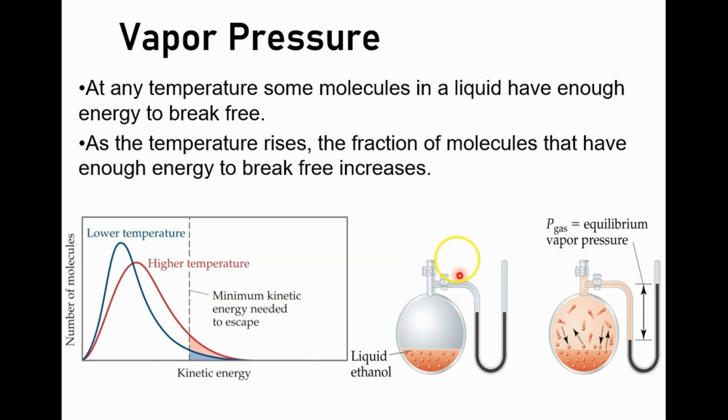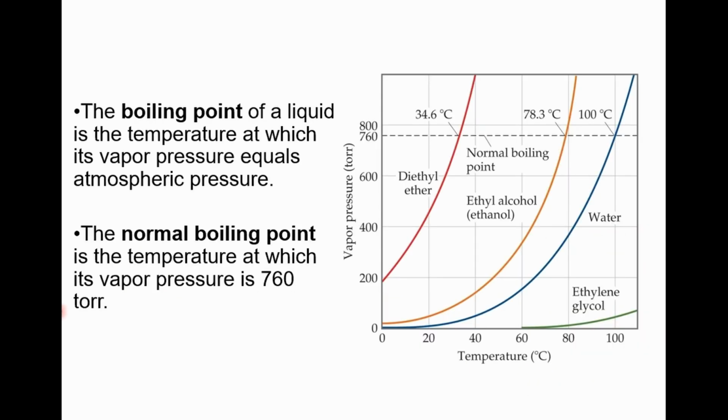So here we see some ethanol. Somehow we might freeze this, evacuate this tube, let it come up to some temperature and see what pressure is developed. So the boiling point, what is a boiling point? Or what is the definition of boiling? It's when vapor pressure equals atmospheric. The boiling point of a liquid is the temperature at which its vapor pressure equals atmospheric pressure.